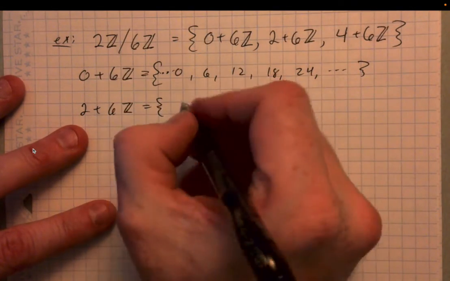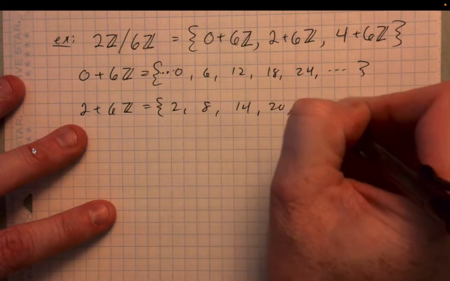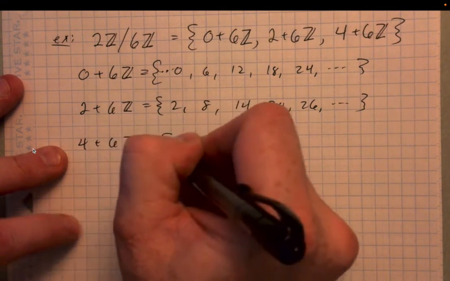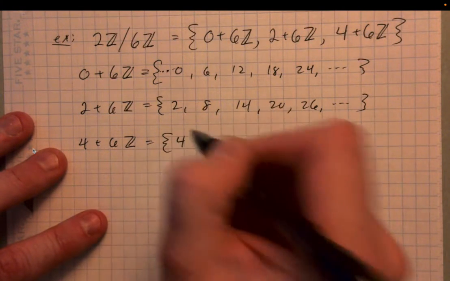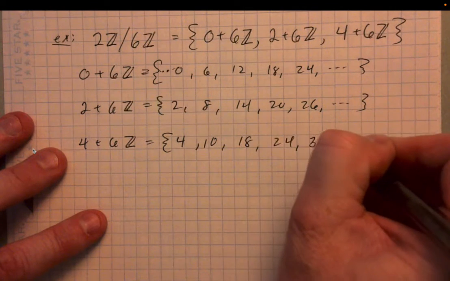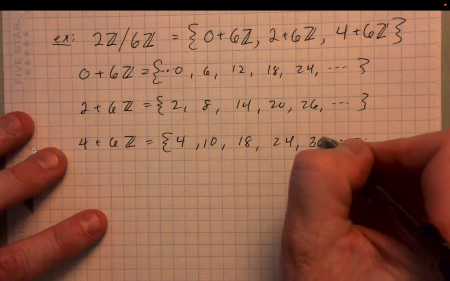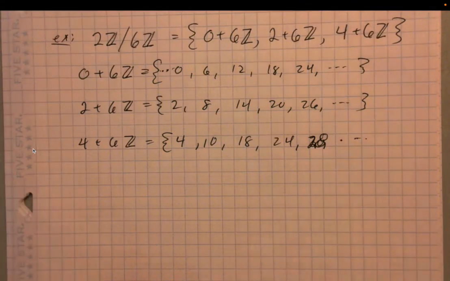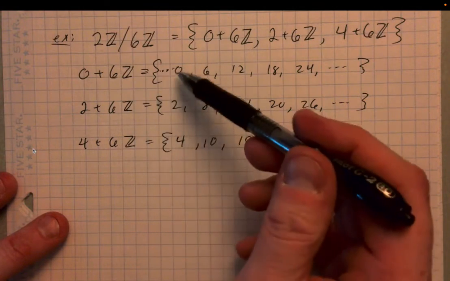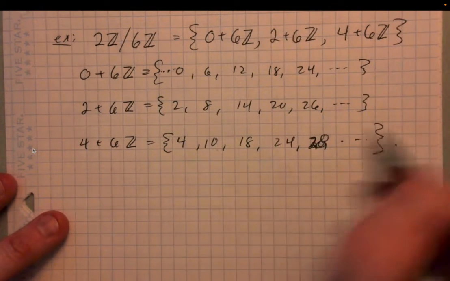So there you've got 2, so 2 more than this, and then 8, then 14, 20, 26, and so on. And then 4 plus 6z, right? That's going to be your 4 and 10, 18, 24, 30, 28, sorry. Okay. Right, and so everything is here. All of the evens are here. You take 2z and you mod it out. So, and you get 0, 2, 4, 6, 8, 10, 12, 14, 16, 18. So everything is captured here, right?